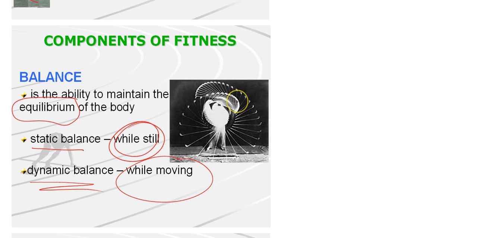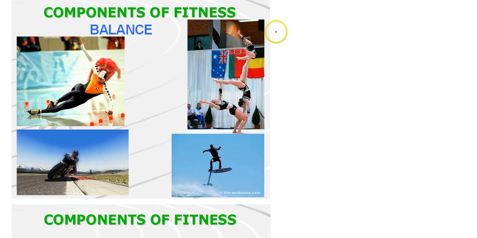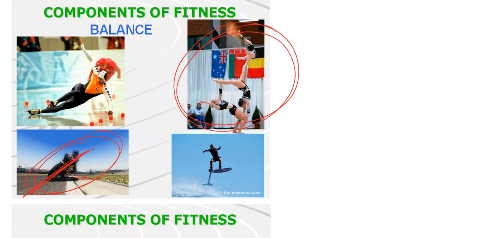So the example here is someone doing a golf swing. Although the top half of the body is dynamic and moving, our base of support, our legs, are relatively fixed. So here are some examples of static balance. So they're still, they're not moving. An example here of dynamic balance. There's no way that you could hold a motorbike on an angle like that if you were not actually moving.